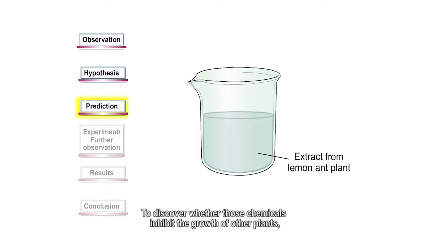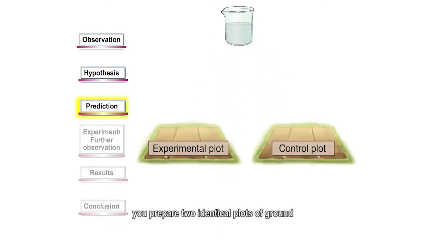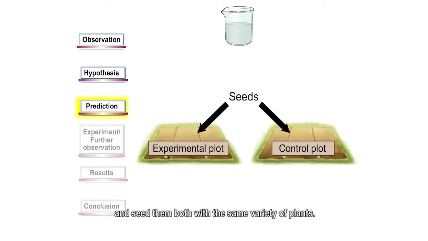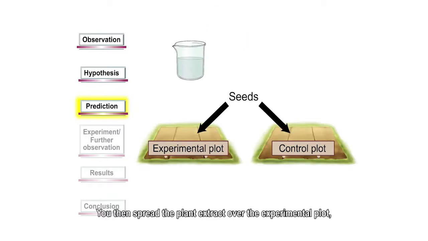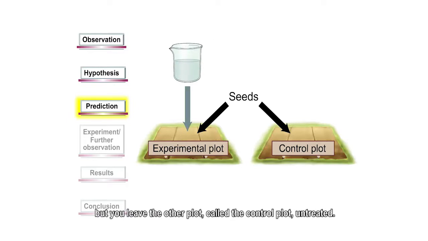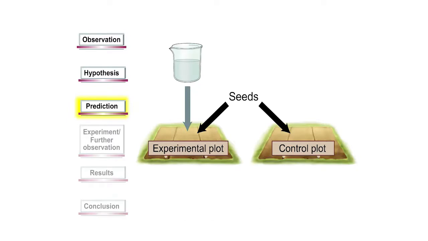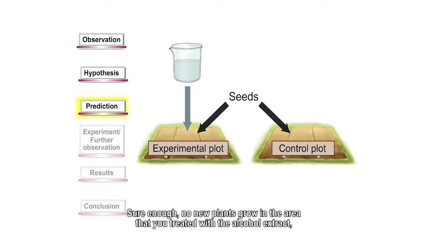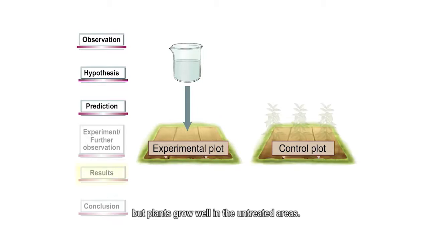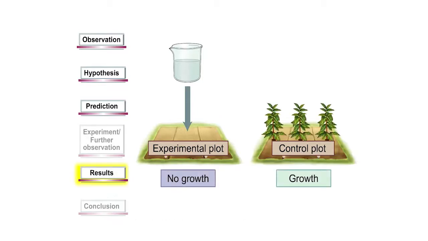To discover whether those chemicals inhibit the growth of other plants, you prepare two identical plots of ground and seed them both with the same variety of plants. You then spread the plant extract over the experimental plot, but you leave the other plot, called the control plot, untreated. Sure enough, no new plants grow in the area that you treated with the alcohol extract, but plants grow well in the untreated areas. Do these results support your hypothesis?